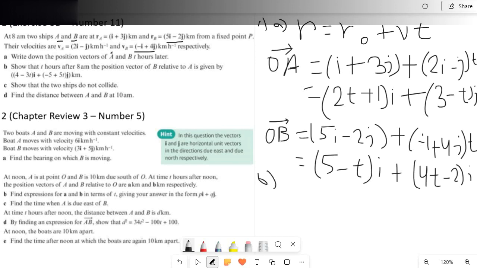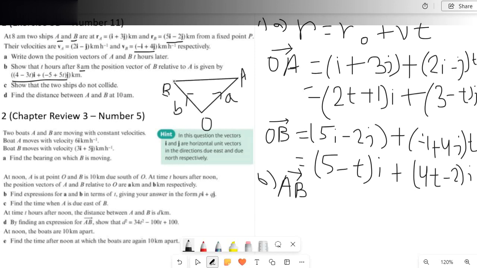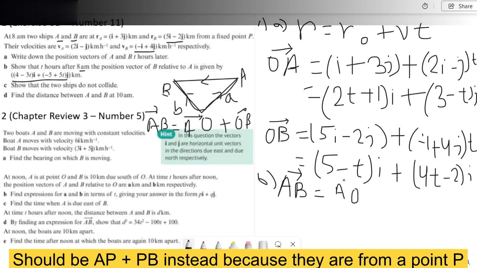For part B, we have to show that t hours after 8 a.m. the position vector of B relative to A is given by this. So that means we have to find the vector AB. If we have two vectors OA and OB, for example OA being here and denoted as A, and similarly a vector OB denoted by B, therefore AB can be written as AO plus OB.